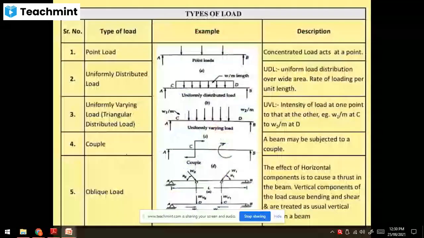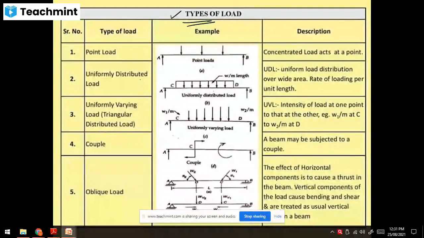Now we have to study the different types of load coming on the beam. Types of loads, this is also required. You have already studied this in your applied mechanics, but for SFD and BMD also we require this. There are different types of loads. One is called a point load. Second is UDL. Third is uniformly varying load. In that, there are two types: one is called triangular load, second is trapezoidal load. Then couple is there. Then oblique load, that is inclined load, is also there, right?